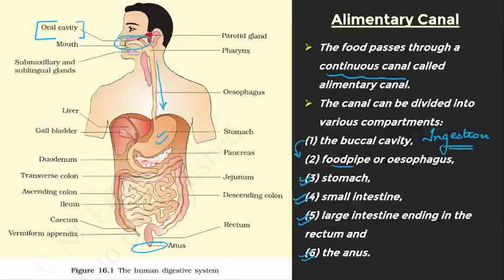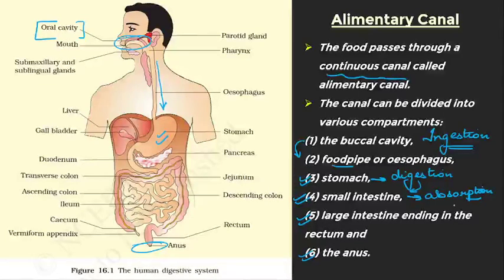From there, digestion started. After that, the part which got digested in your mouth was then taken to the stomach with the help of the food pipe or esophagus, and in the stomach the second process started, which was called digestion. After digestion was done in the stomach, some part of digestion is done in the small intestine as well. After that, the third process of absorption starts in the small intestine.